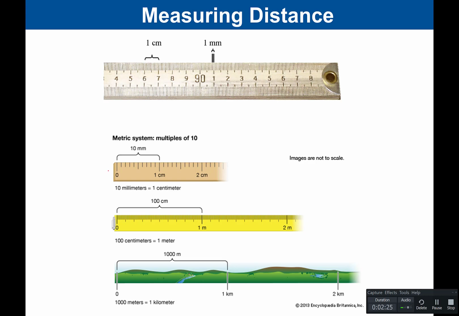And you can see that down here as well. So we see this ruler and we see 10 millimeters are in 1 centimeter. If we look below, this is another representation. So 100 centimeters in 1 meter. And then lastly, if you think about kilometers, kilometers are very large distances. And so there are 1,000 meters. Think of a meter stick. There are 1,000 meter sticks in 1 kilometer.